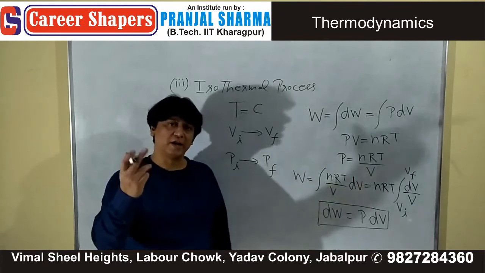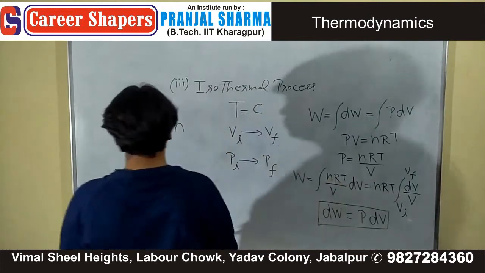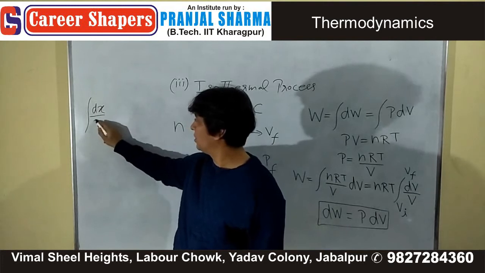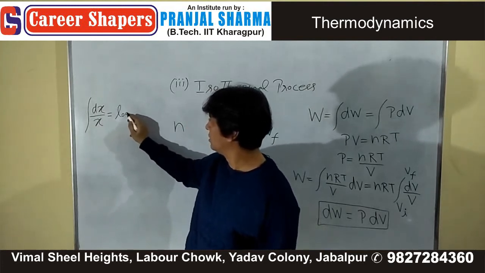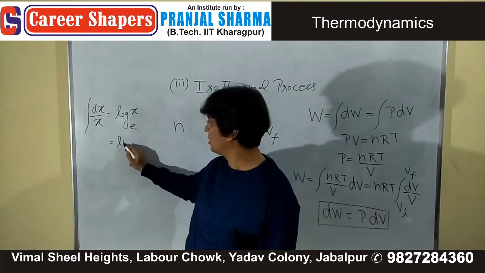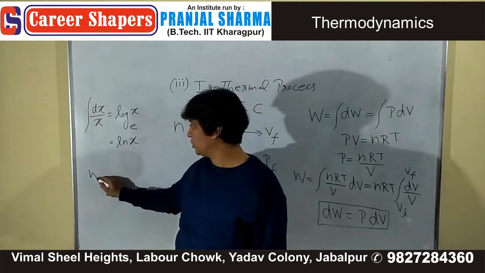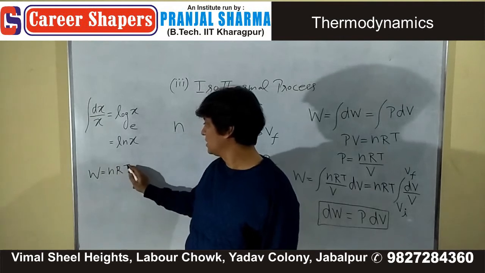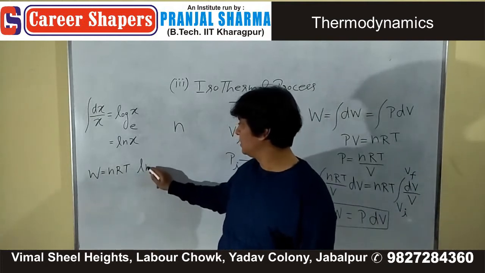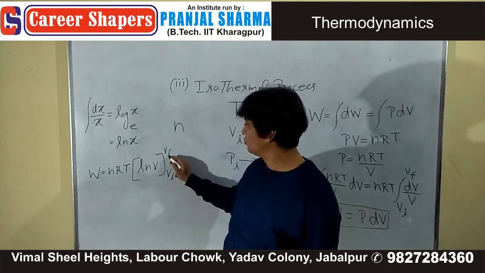Now everybody knows how to integrate dV upon V. What is integration of dx upon x? Log x. And therefore integration of dV upon V, you should remember this. Integration of dx upon x is log x base e, which is in short called ln x. When you write ln, remember base is what? e. So for us, W is nRT. Just like dx upon x, we have got dV upon V, and therefore its integration is ln V with limits from V initial to V final.